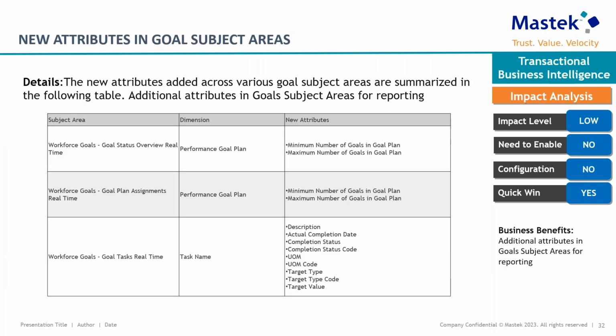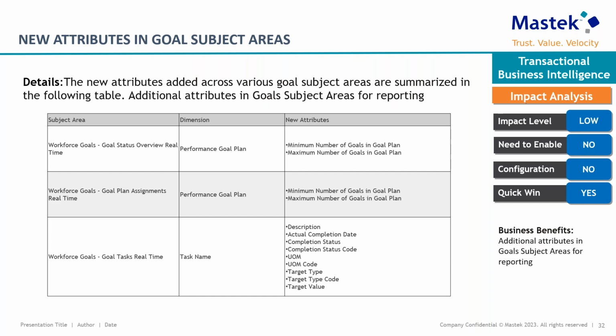The next one is the new attributes goals subject area. So now from 24C onwards, we have some more attributes added in the OTBI section for the goal subject area. The subject areas are workforce goals, goal status overview real time, where we have two more new attributes like minimum number of goals and maximum number of goals.